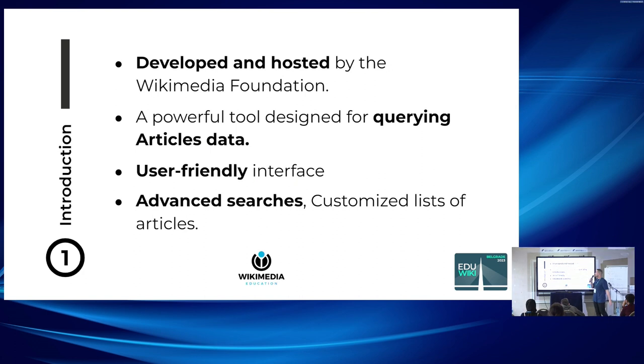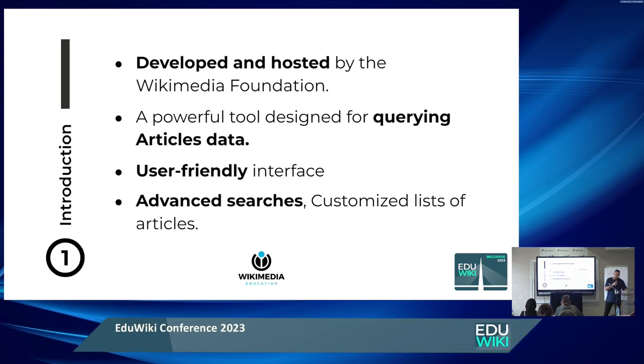The PETScan tool is developed and hosted by the Wikimedia Foundation. We all know this. It's a powerful tool that's designed for querying article data. By using this tool, we are accessing the database of all articles in Wikipedia. It has a user-friendly interface, as we will see in a minute, and we can do advanced searches in it and identify articles that satisfy various qualities.